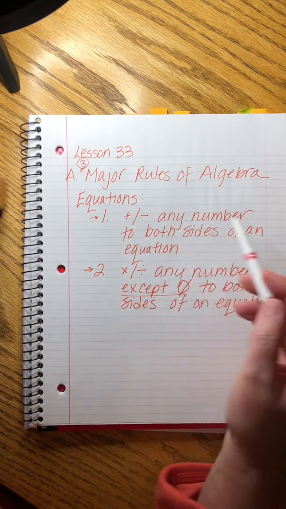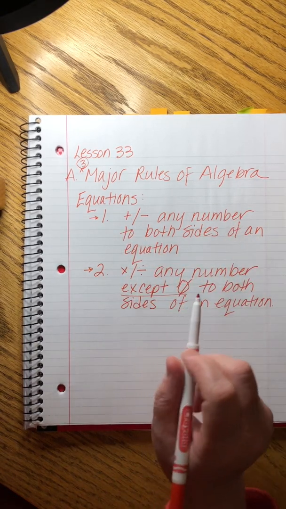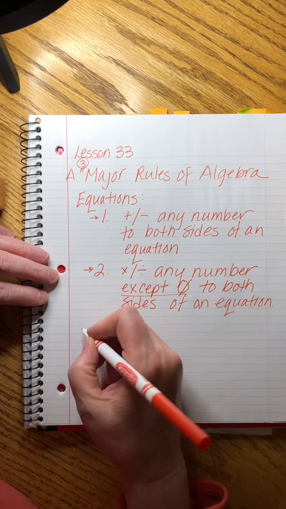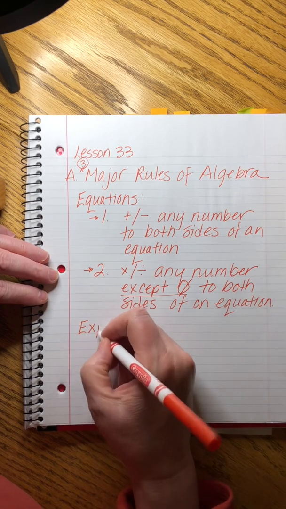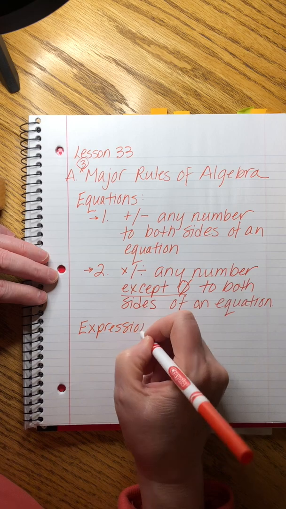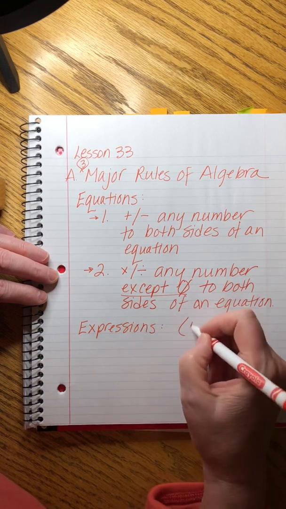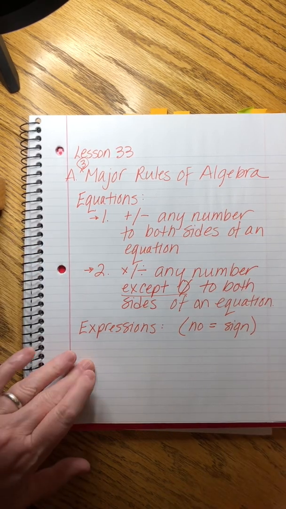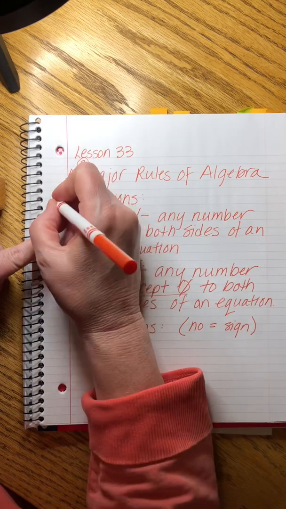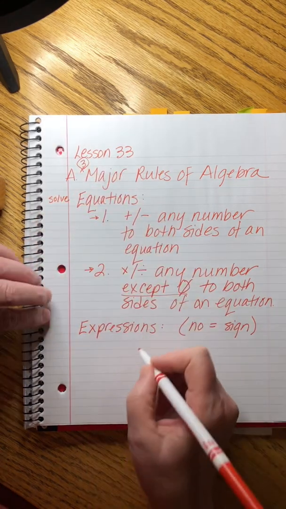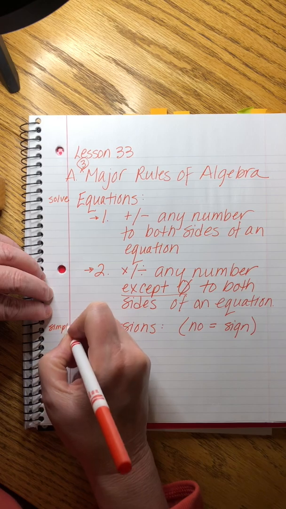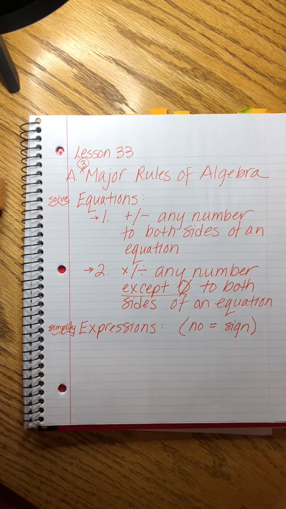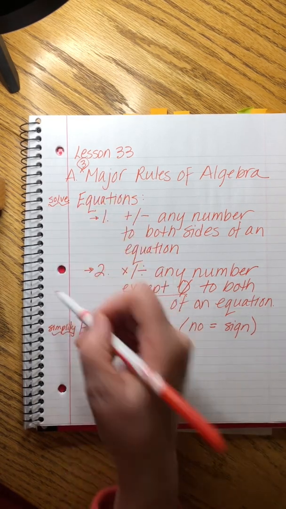We can add and subtract. We can divide both sides. You've been doing it for so long, it probably seems ridiculous to even mention it. The third rule of algebra relates to expressions. An expression has no equal sign, right? It's where we're told to simplify. Equations, we're told to solve. Expressions, we're told to simplify. That's kind of key in helping to figure out what it is you're doing in a problem, is to look at what that instruction says.